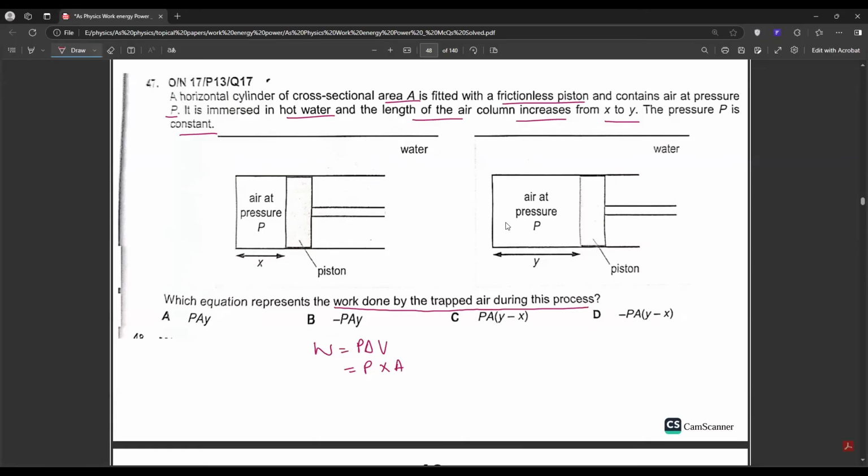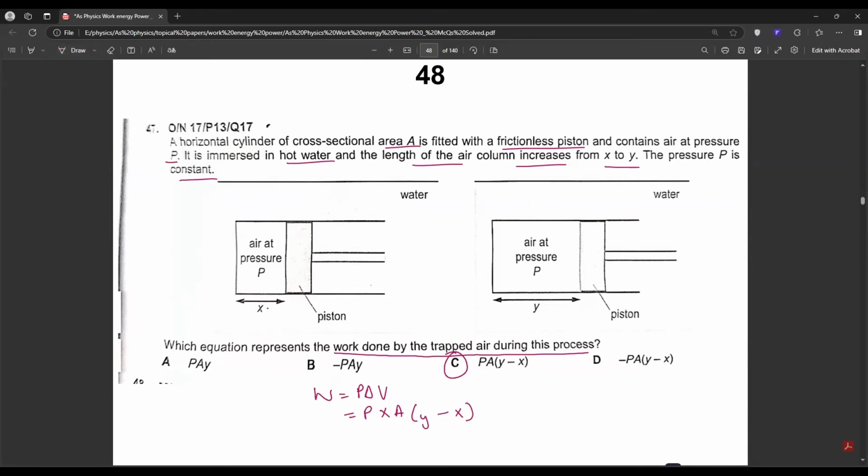What is the change in height or the change in length? From X to Y, what will be the change in length? Y minus X. C is your answer. Let me check it out as well. Question 48 should have an answer of C and it is C. Perfectly fine. Let's further move ahead.